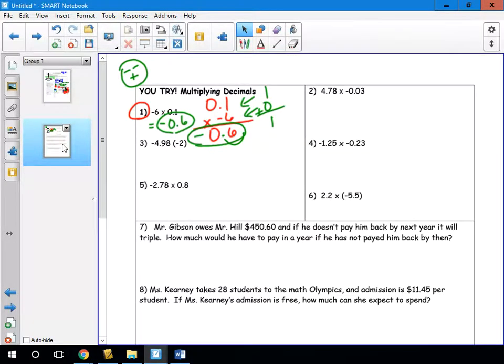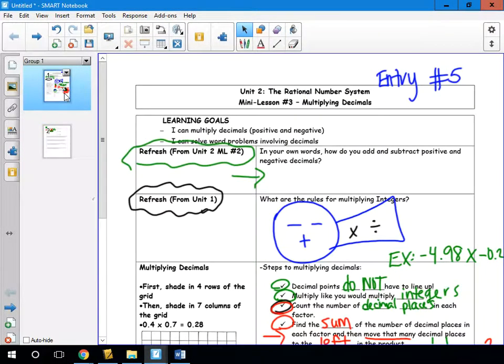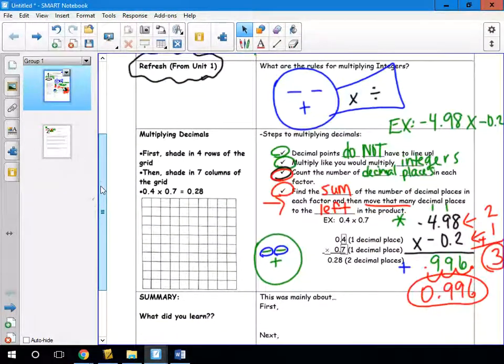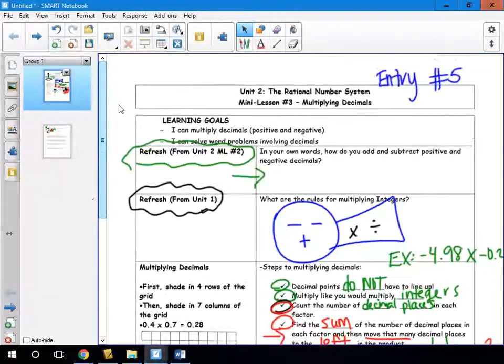Okay? So let's recap. Do the decimal places need to line up when multiplying? No. Okay? When multiplying positive and negative decimals, how do you know what your sign is? What do you use to help you? Integer man. And then how do you know where the decimal goes in your final answer? You're going to count how many decimal places behind each factor and add that up and move that number of places in your final answer to the left.